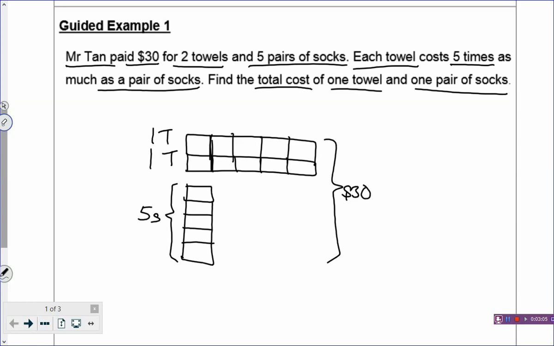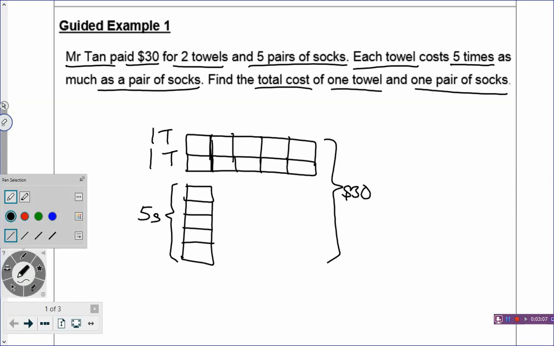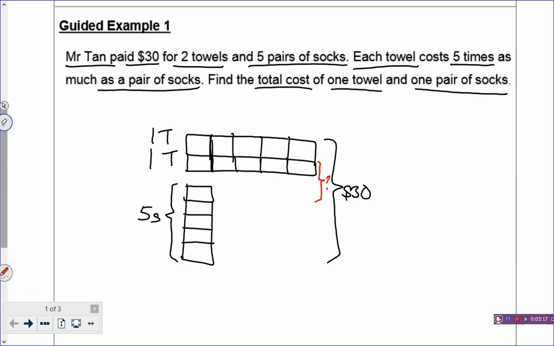Alright, so how should we put the question mark? Well, you can actually be very creative, right? You can actually do something like this, right? Well, it's really up to you. Okay, so you have 1 towel, which is 5 boxes, and then 1 pair of socks, which is only 1 box.